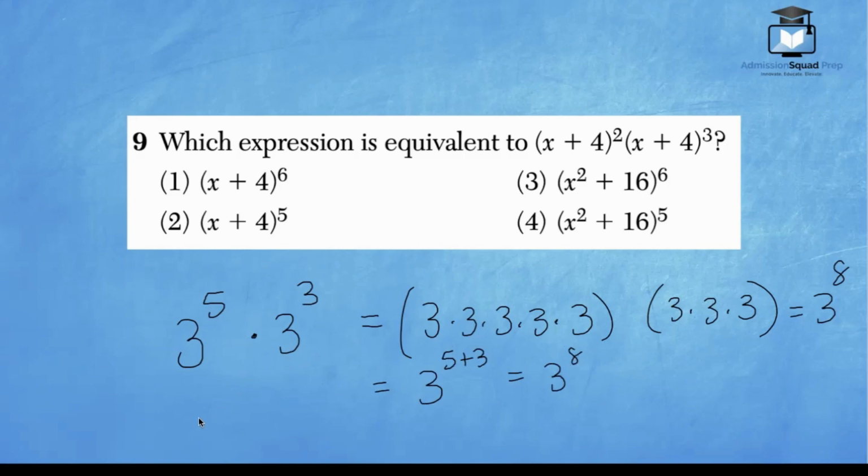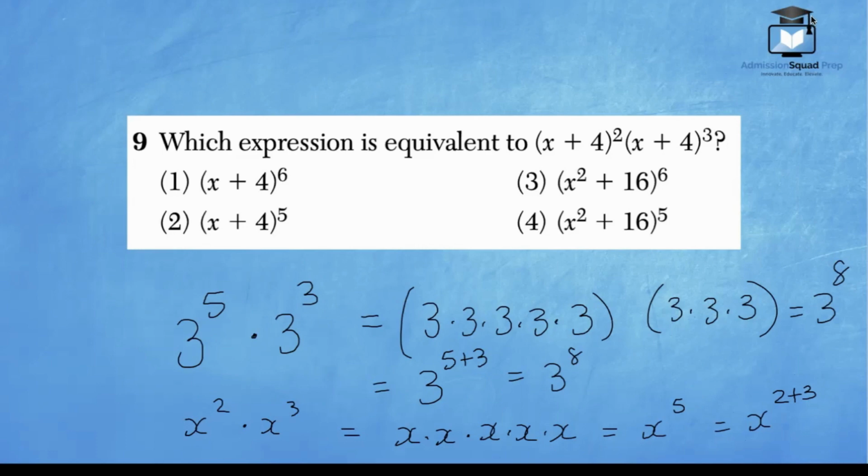Let's say we were working with variables. If we had x squared times x cubed, we would have x times x times x times x times x. How many x's do we have in total? We have 5 x's. So this now becomes x to the 5th power. Guys, we can use this exact same approach to solve our problem. We can go ahead and just add the 2 exponents to give us 2 plus 3 equals 5.